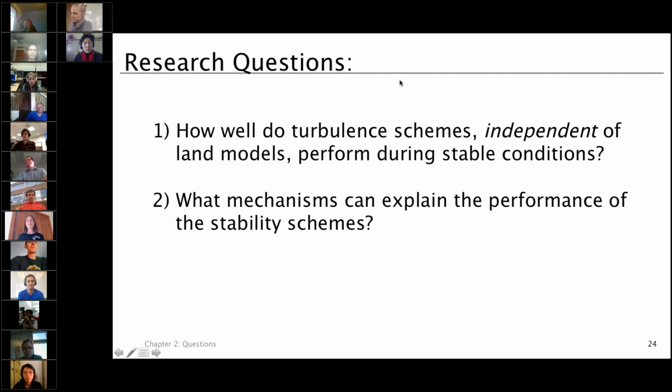So could he look only at turbulence schemes independent of the land model and see how they perform during stable conditions? So in this case, what he used were direct observations of the surface temperature instead of model evolution of the surface temperature. And then how can we explain from looking at that what works or doesn't work in terms of these stability schemes?